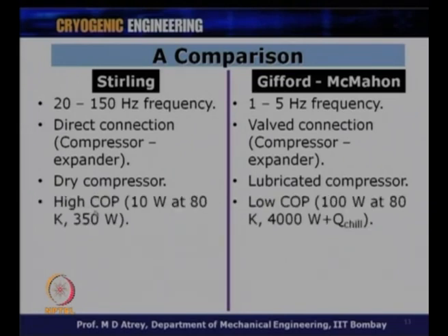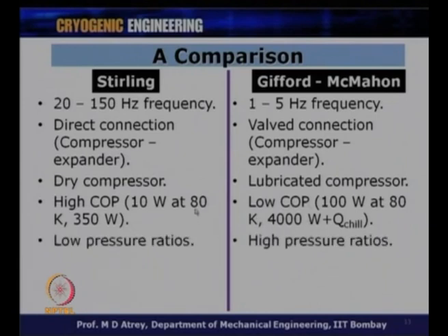cryocooler. Because of the efficient system, you get a very high COP in the Stirling case. For example, I can get 10 watts of cooling effect at 80 Kelvin for a power input of around 350 watts. While in a Gifford-McMahon cryocooler, I get low COP. I can get only 100 watts of cooling effect at 80 Kelvin for a power input of around 4 kilowatt plus chilled water, whatever power goes for chilling water. So, I can say around 1 or 2 kilowatts additional. So, I get only 100 watts of cooling effect by giving almost 5 to 6 kilowatt power input in a GM cycle machine. That means the COP is pretty low in this case as compared to that of Stirling.